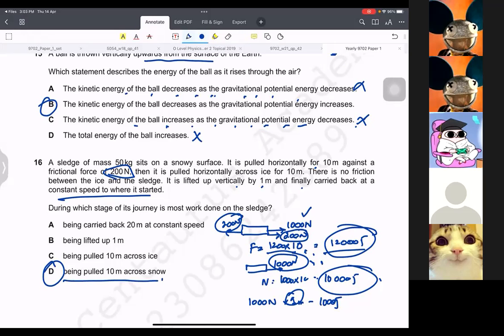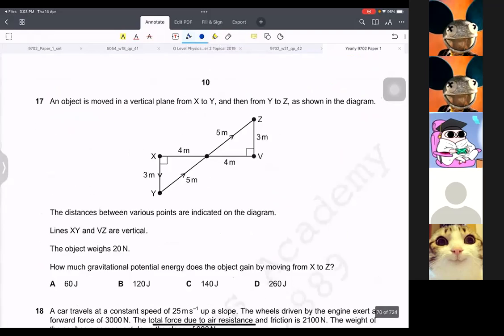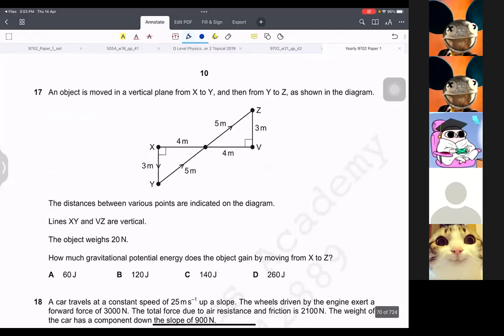Got it? Yes. Okay. Now, the distance between various points on the diagram indicates the object weighs 20. Where is the object? What object? An object is moved in a vertical plane. Oh, okay. How much gravitational potential energy does the object gain by moving x to z? We just need to find, this is the vertical. So it has weight. So mgh. mg is 20, h is 3. Has to be 60 joules only.